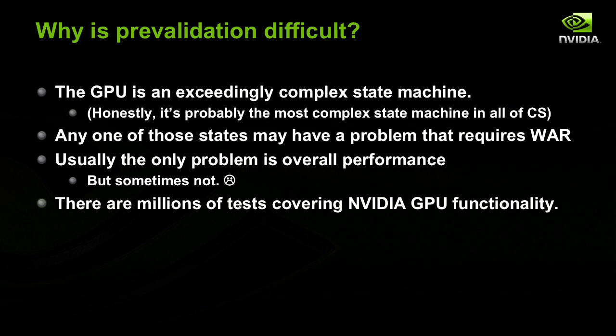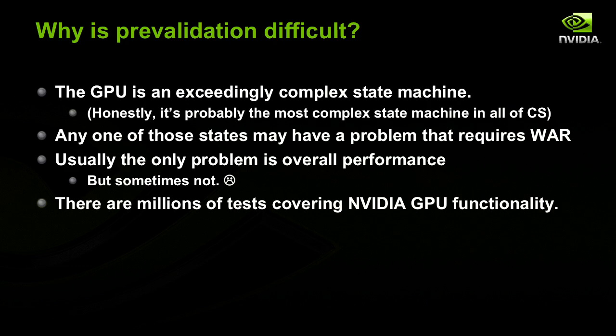After working on CPUs for a long time and working in games, I find that the GPU is basically pretty much the most complicated state machine I've ever dealt with. It's absurdly complicated. And the problem is that any one of the little states that it could be in may have a problem. And we don't really like talking about those problems. Usually, hopefully, it's just that overall performance is better. If you could be in this state instead of this one, then that would be better. But sometimes it's not just performance. There are millions and millions of tests that cover NVIDIA GPU functionality, and honestly, there could be 10x that many, and we would still feel like we need more.